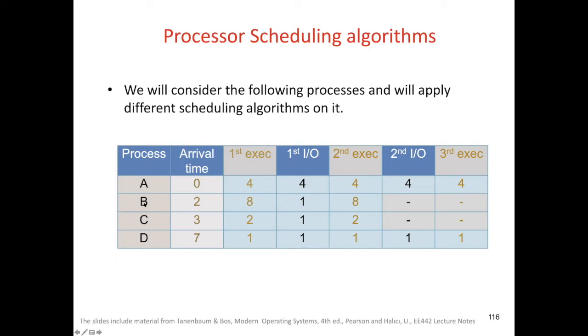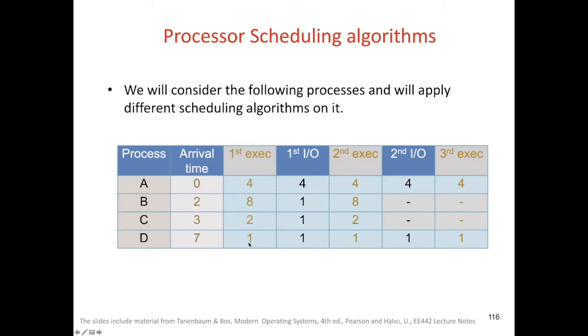For process B, the first execution requires 8 units of time, first I/O requires 1 unit of time, and the second execution requires 8 units of time. For process C, we have timing as 2, 1, 2. Then process B and process C finish after the second execution.